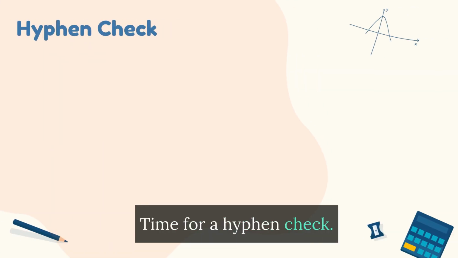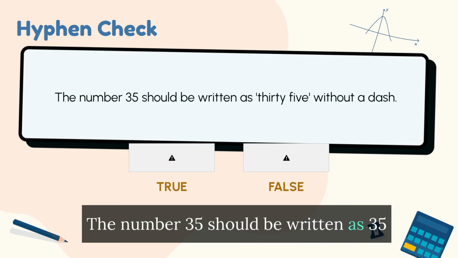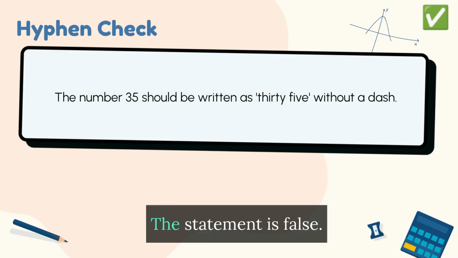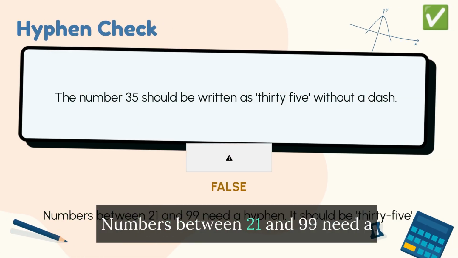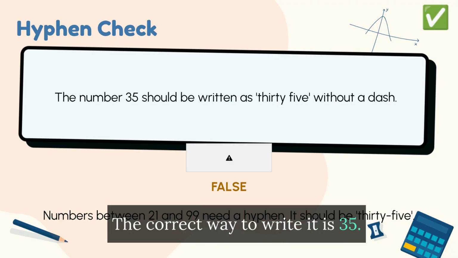Time for a hyphen check. Is this statement true or false? The number 35 should be written as thirty five without a dash. Choose true or false. The statement is false. Numbers between 21 and 99 need a hyphen. The correct way to write it is thirty-five.